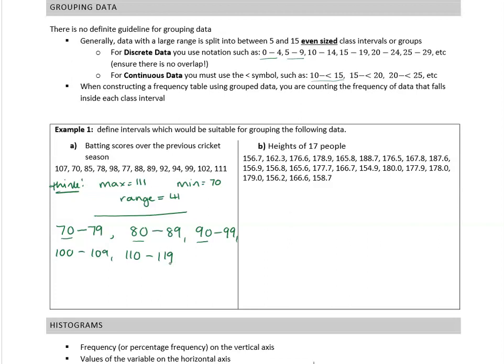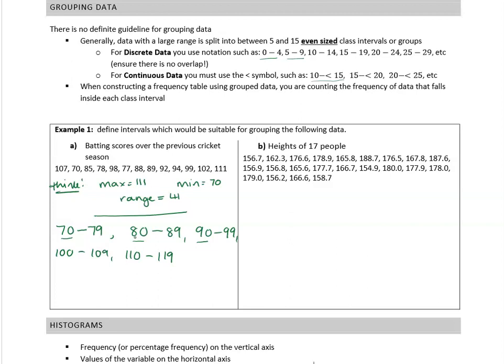Here you'll notice, so we have discrete values. So I could stop at 79 and then start the next one at 80, because I do not have anyone that could get 79.6. Not possible. It's going to be discrete, so it's going to be a whole number. With example B, though, when we look at the heights of these 17 people, at the moment they've been given to 1 decimal place, but that has just been rounded off.